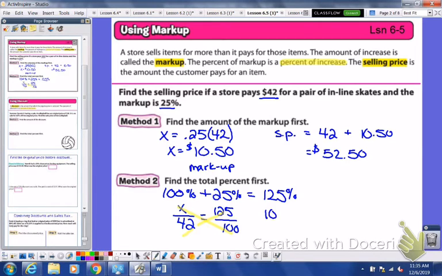So 100x equals 5,250. Divide both sides by 100 and we get x equals 52.50, which matches what we got the first time, so that's good. So two methods, either find the markup first and add it to the original price, or find the total percentage first and use that method. Both ways obviously work. We got the same price. It's a matter of preference.